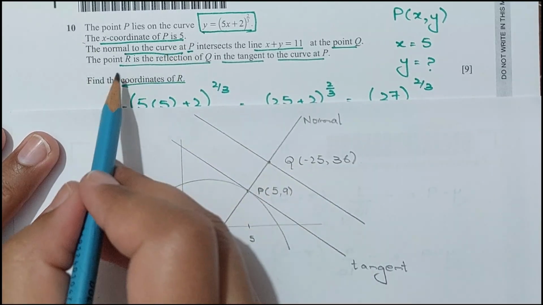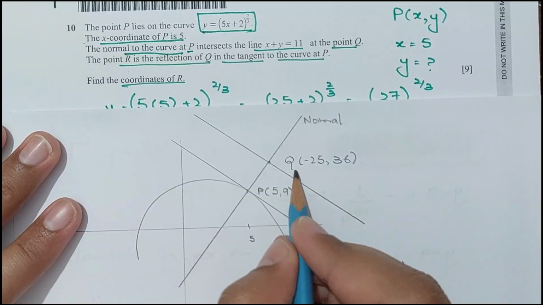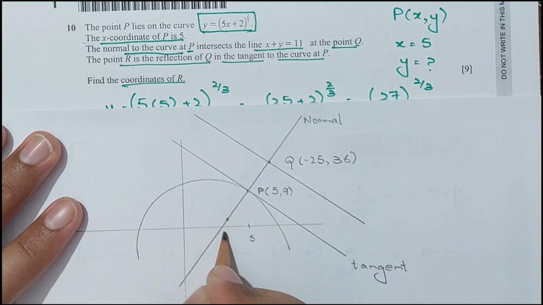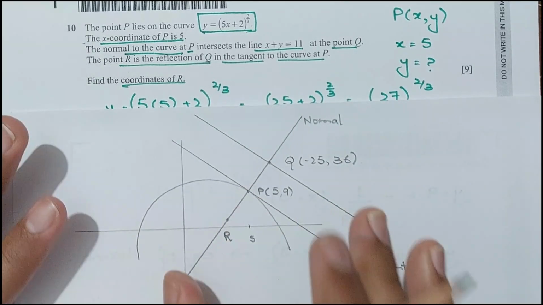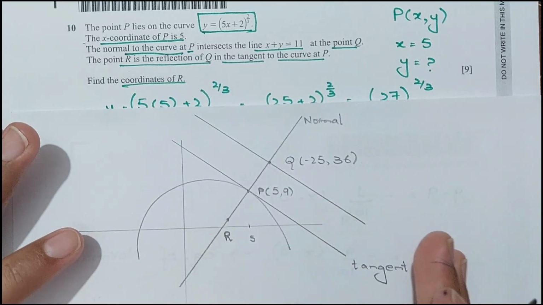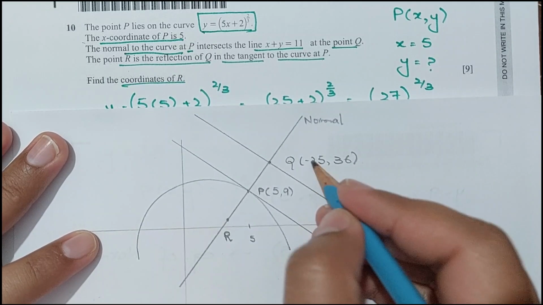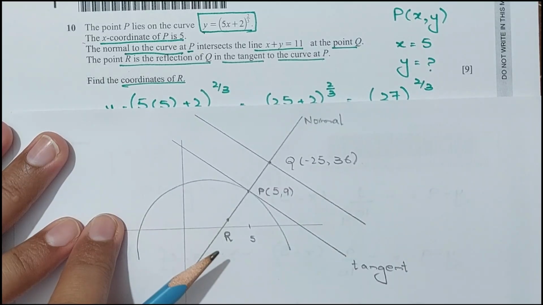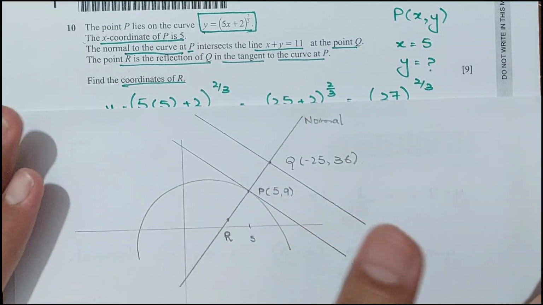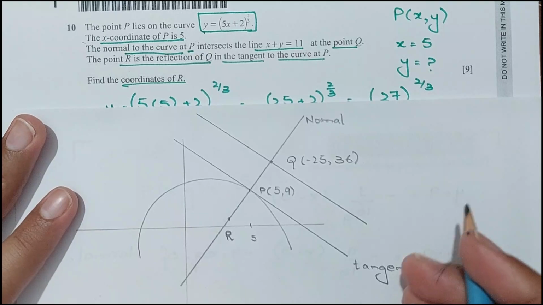Now, the point R is a reflection of Q. Let's say the point R is over here. This is not the exact sketch. I'm just trying to explain to you guys, right? Because the x value of -25 does not lie over there, it lies on the other side. So it is just a rough sketch to understand what is happening in the question.